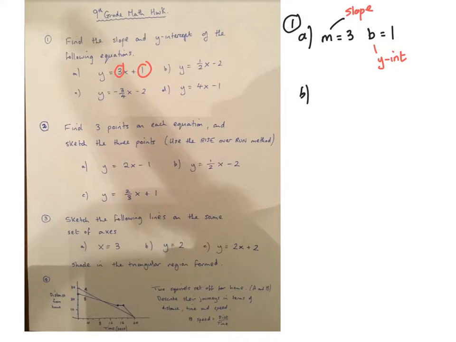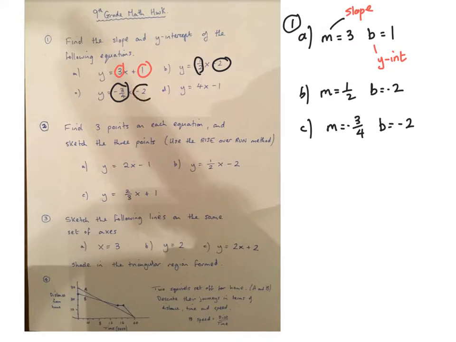B, so we've got slope equals a half, m equals 1/2, and the y-intercept -2. C, slope is -3/4, and b, y-intercept is -2. And the last one, 4 and -1, so we've got slope equals 4 and y-intercept equals -1.